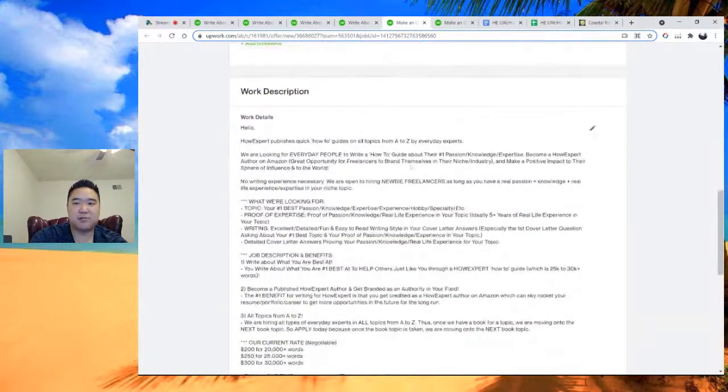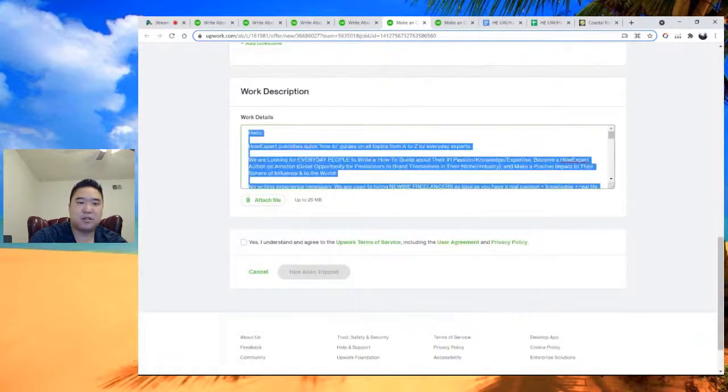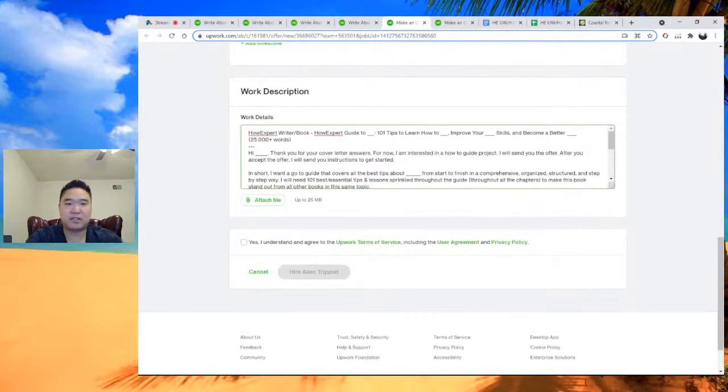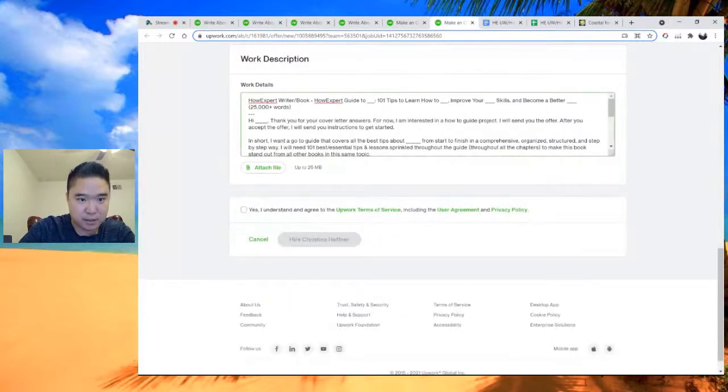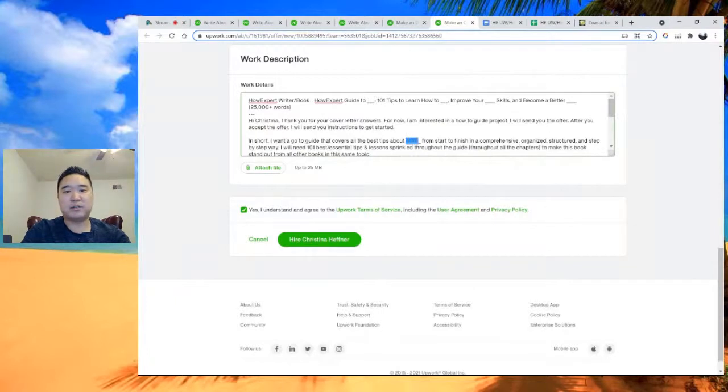Do the same thing for the other freelancer. Go down here, delete it, and work details, you paste it. Now we're going to fill the details here a little bit. First of all, we're going to put their first name, and it's our first time talking to them, so show them respect. Put their first name. Also click a check mark here, and do that for each applicant. And then now we're going to fill in the blanks. It's just mentioning the topic, okay?